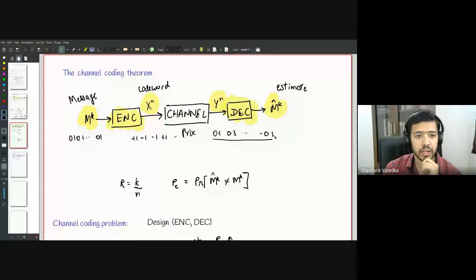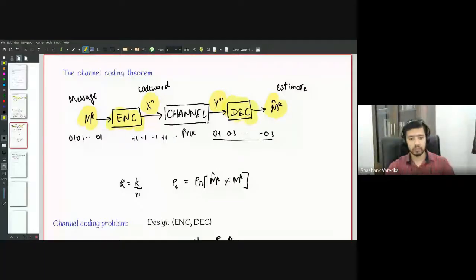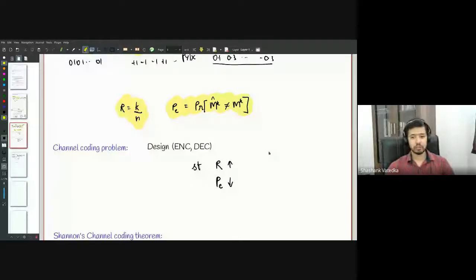Right? And to quantify the performance of any such channel coding scheme, we look at two parameters. One is the rate, which is k over n, the number of information bits that you can send per channel use or per time instant. And the other is the probability of error. So what is the probability that the message is decoded incorrectly? The goal is to design these encoders and decoders such that the rate is as large as possible, and at the same time, the probability of error is as small as possible.